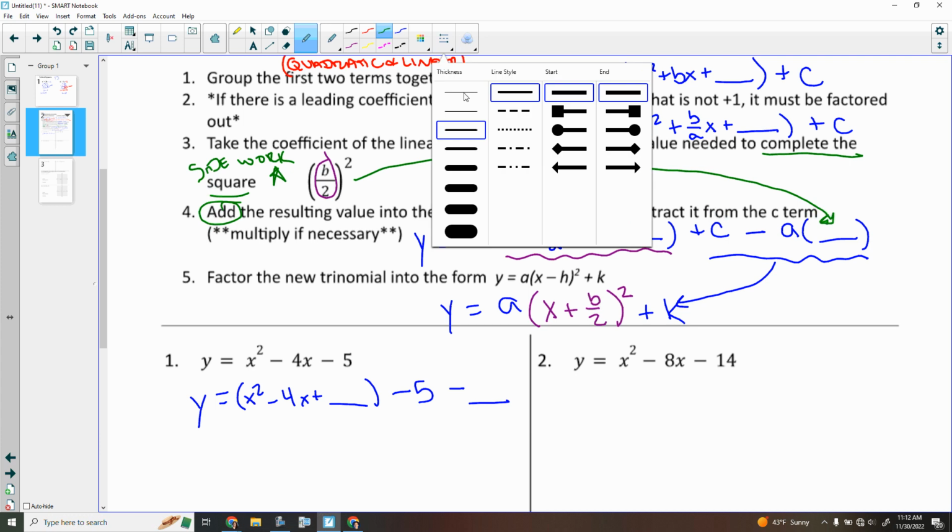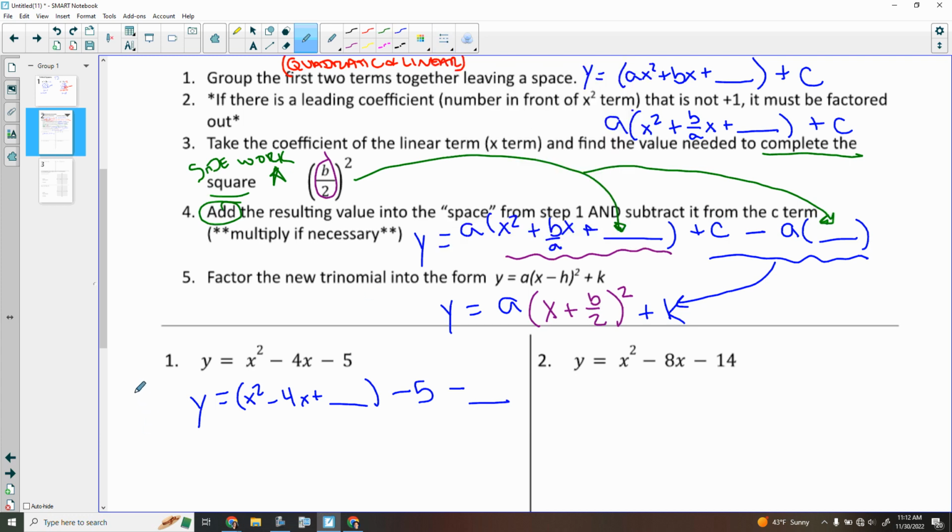Okay, so what is that value on the line? Well, the value is coming from b divided by 2 squared. And so our b is -4 divided by 2. And then we're going to square that. So -4 divided by 2 is -2. And squared is going to be 4. So we're putting 4 on the lines here.